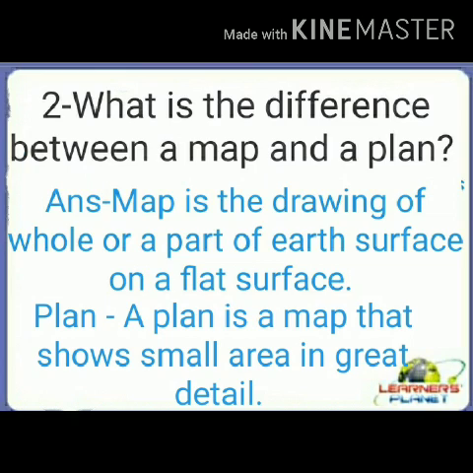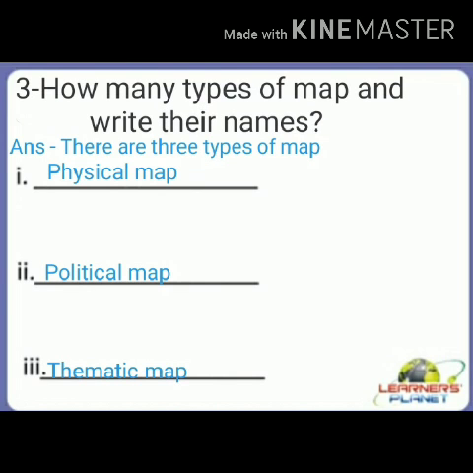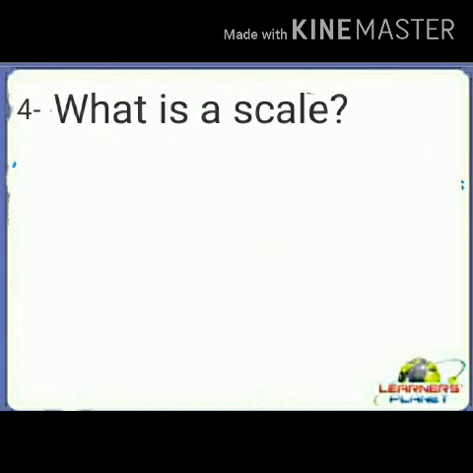Now third question, how many types of maps are there, and write their names. Now the answer is that there are 3 types of maps. First, physical map. Second, political map. Third, thematic map. I repeat it once again. There are 3 types of maps. First, physical map. Second, political map. And third, thematic map.